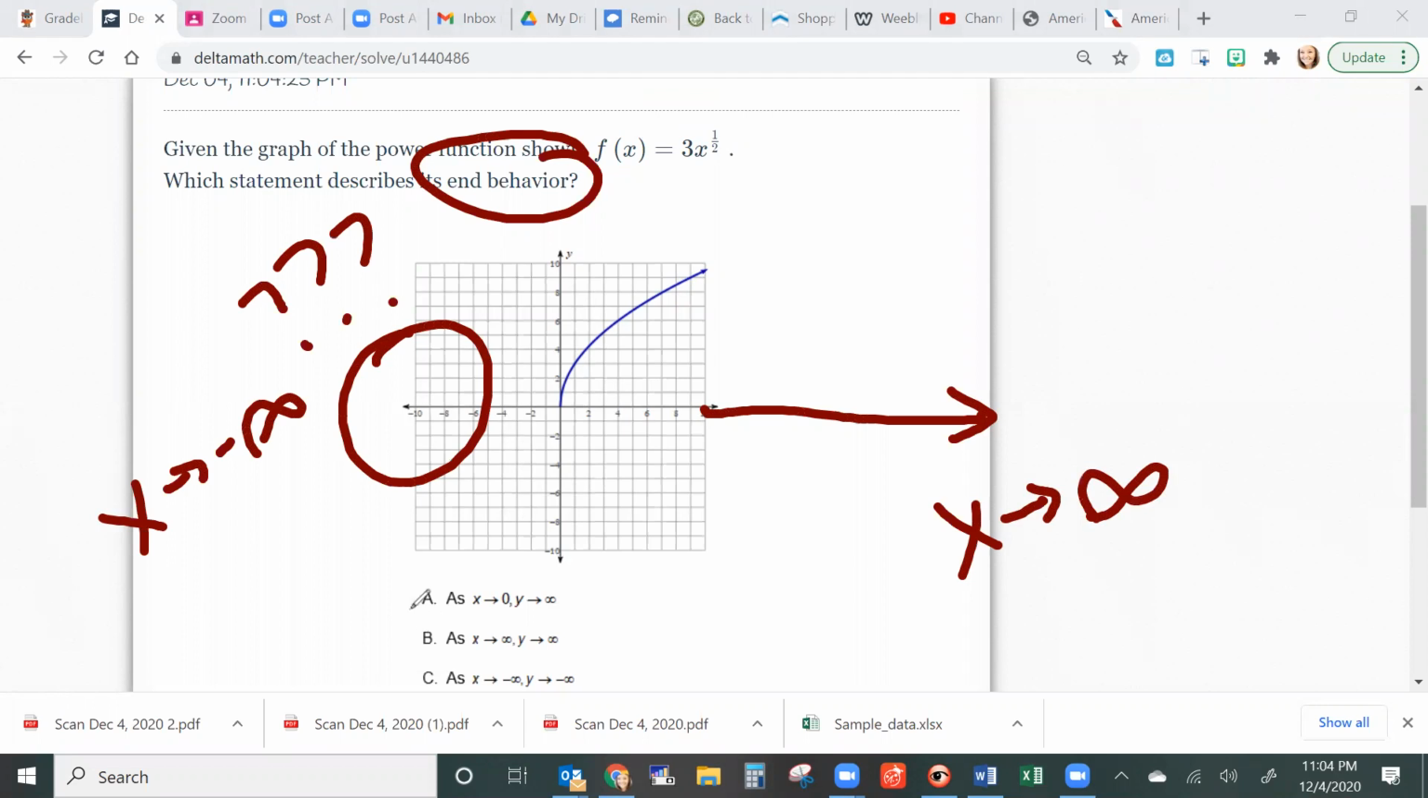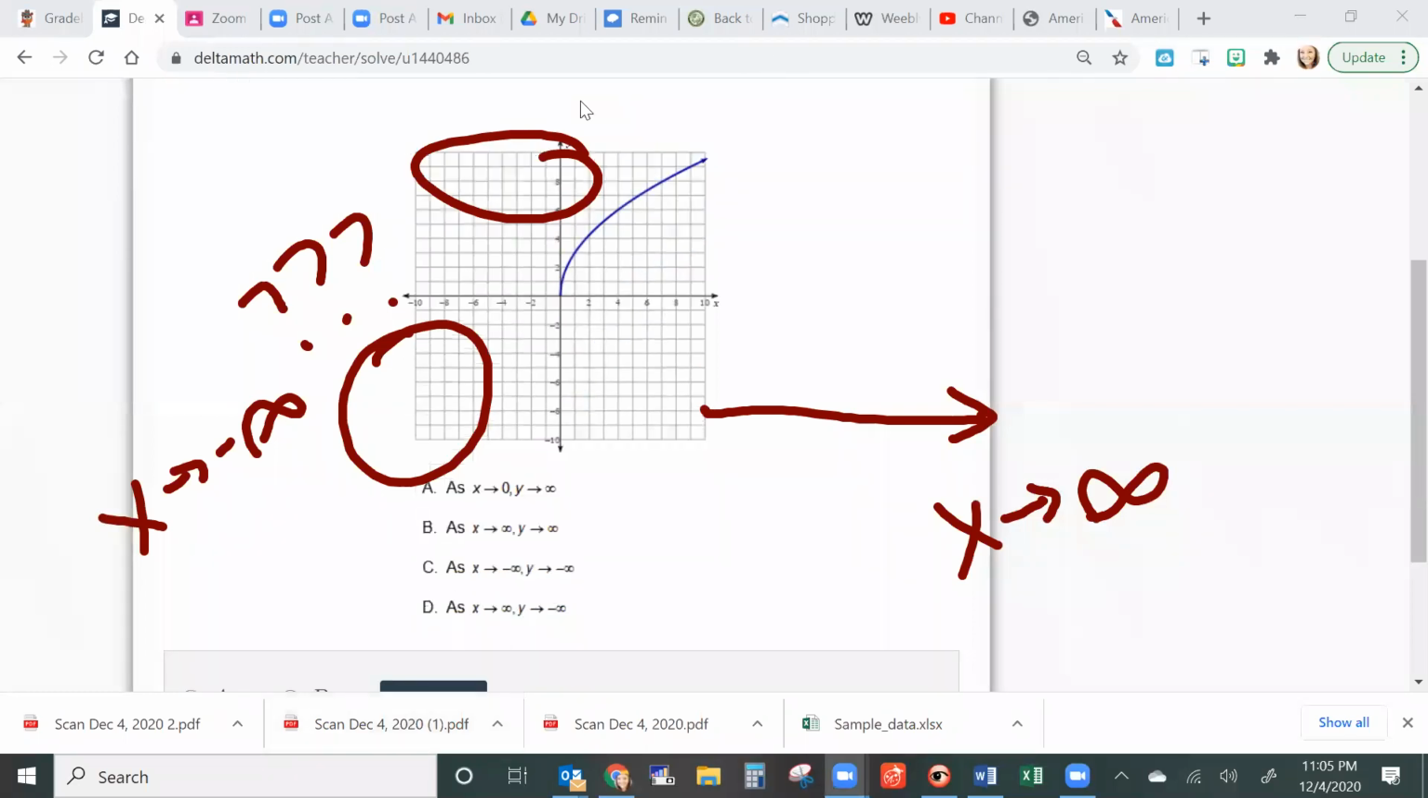So automatically, I can eliminate x approaching 0, gone. What are my other options? X approaching negative infinity, gone. I don't even have a graph over there. And then is there one more down here? Let's see. So we know it's not A or C. There is another option that we have to consider. So it's not A, it's not C.